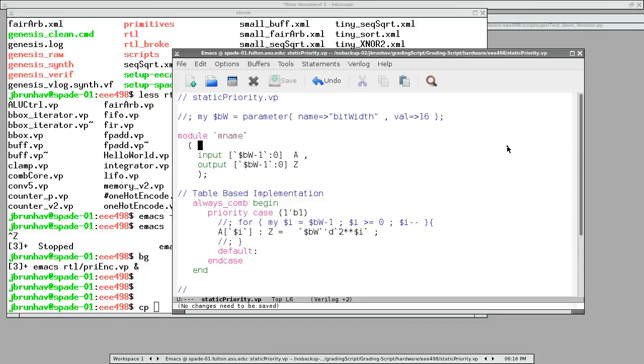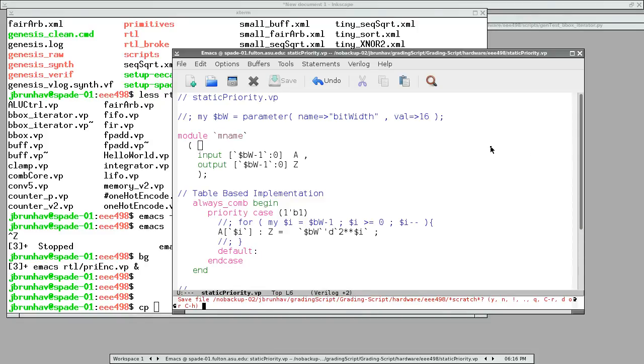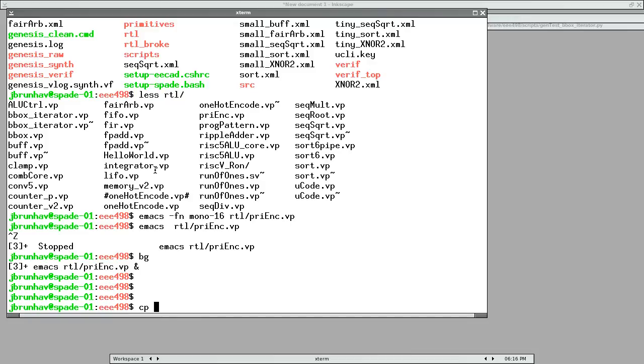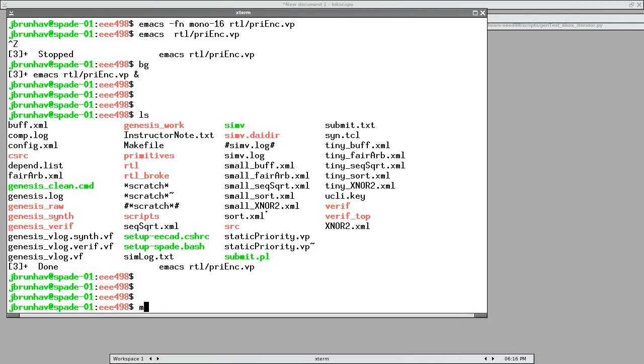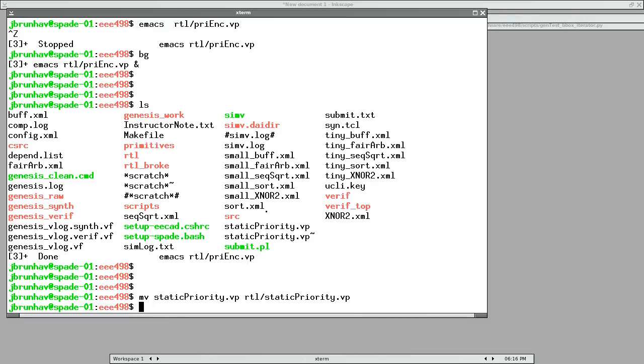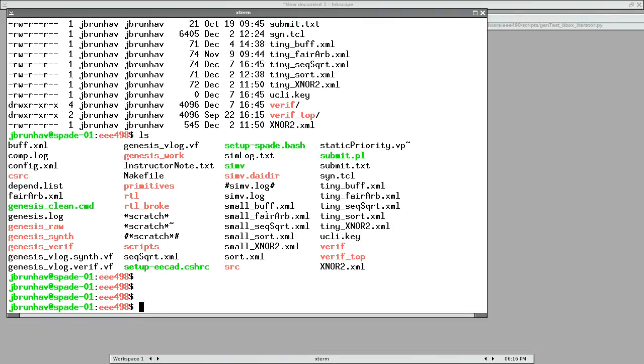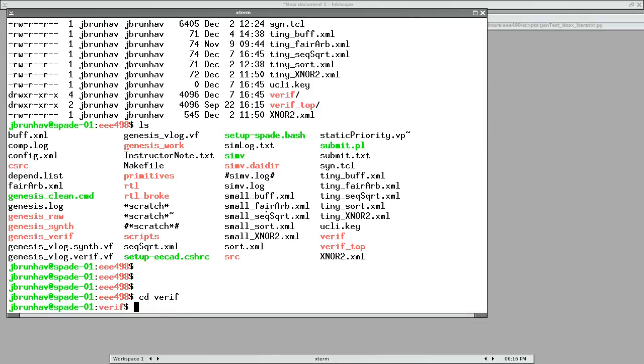I did save it to the wrong directory though, so we're just going to close this really quick. We don't need any of the scratch. So we need to move priority encode, we need to move static priority to RTL static priority. Sorry, a little bit of housekeeping. Some of these things get out of hand pretty quickly. And then we need something to verify with.